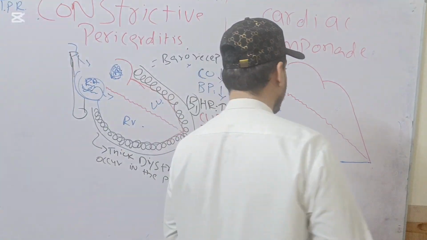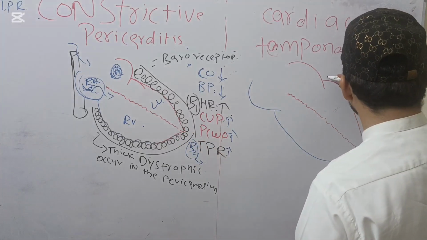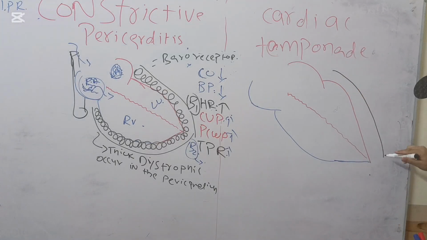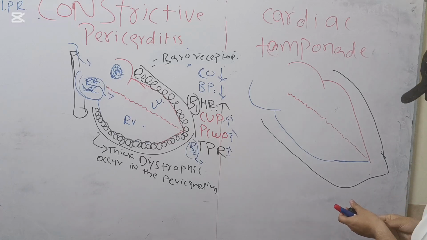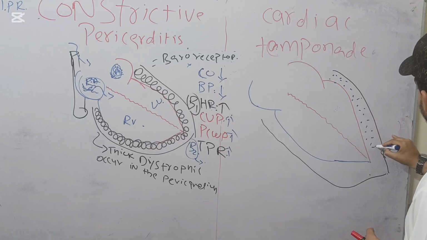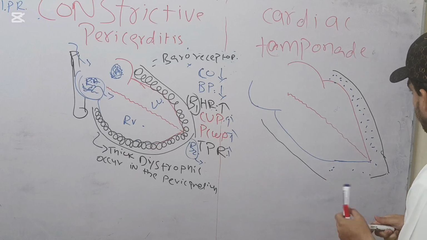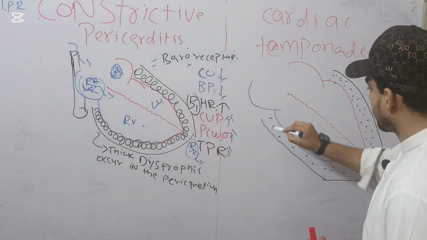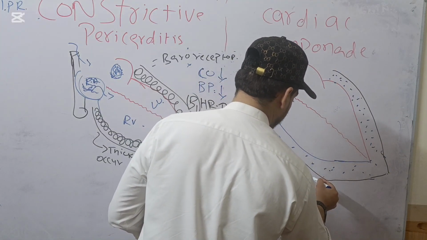What happens in cardiac tamponade? Here in constrictive pericarditis there is thick calcification, and here there is fluid accumulation in the pericardium. The mechanism is fluid accumulation in the pericardium.